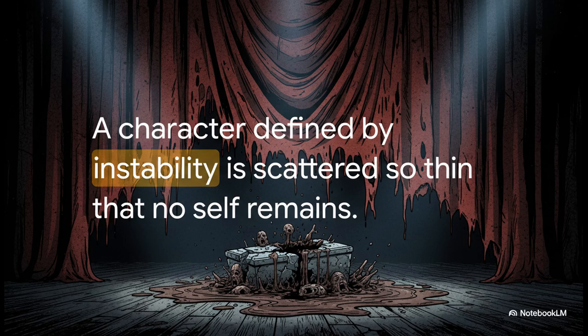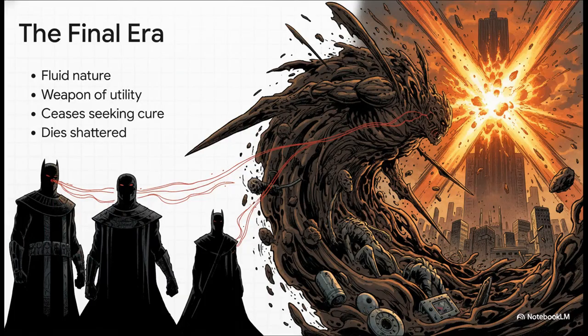This is the finale of Clayface's existence, what we could call his ontological tomb. In this final era, Hagen has completely surrendered to the fluid, formless nature of his existence. He ends up joining the secret society, but not as some mastermind with grand ambitions. He's basically just a weapon of pure utility at this point. He's stopped seeking a cure.